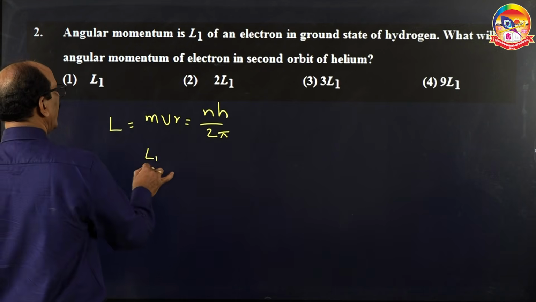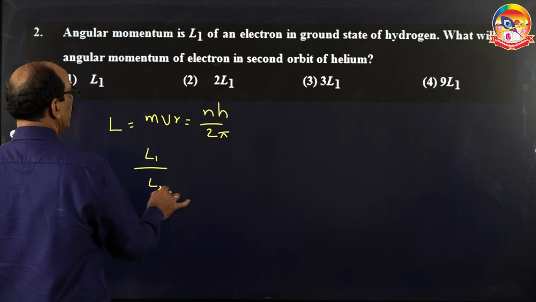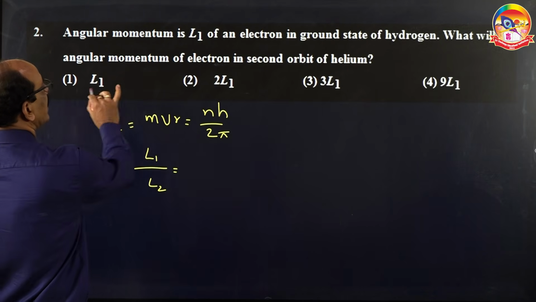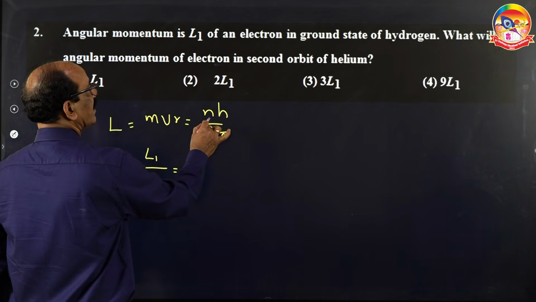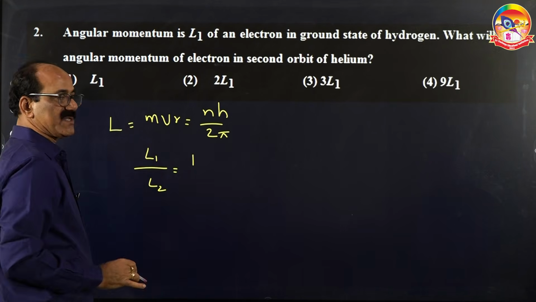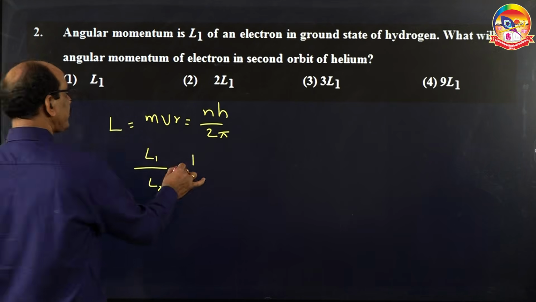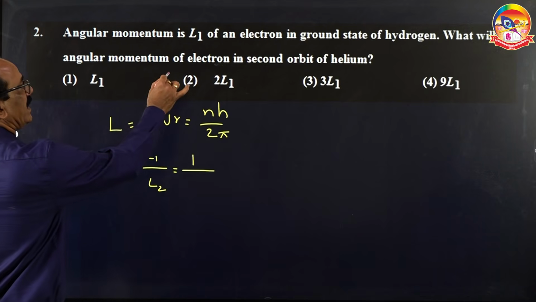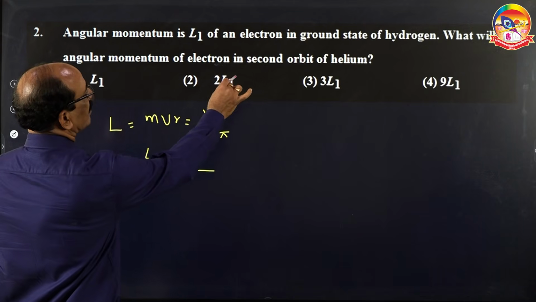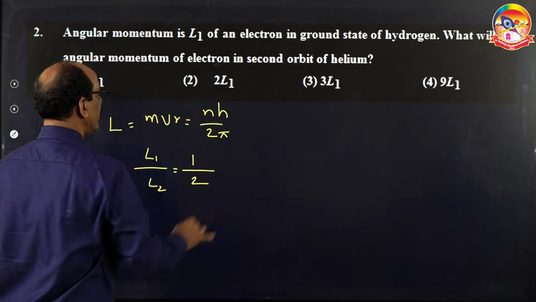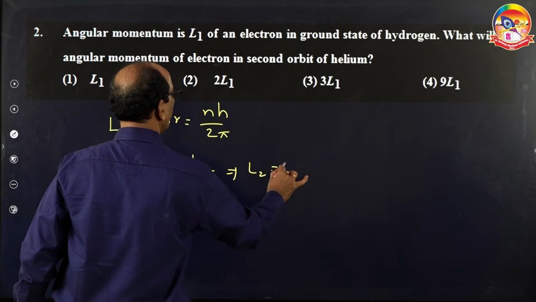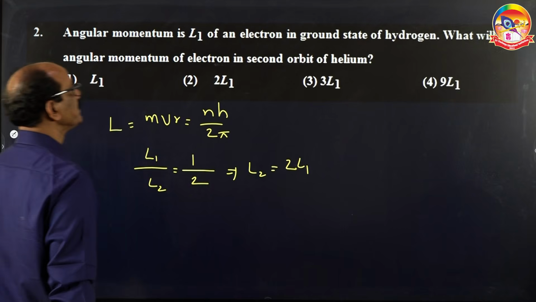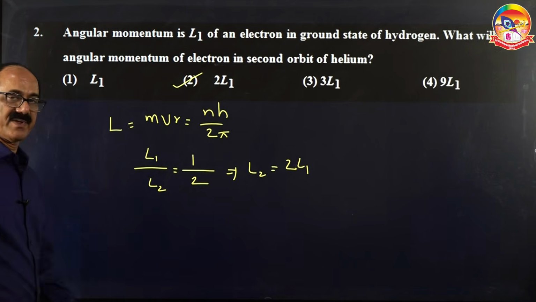Therefore, L1 is given to be in the hydrogen atom in the ground state, so the principal quantum number is 1. The angular momentum of the electron in the second orbit is given by n equal to 2. So therefore L2 should be equal to 2L1. So this is the appropriate answer.